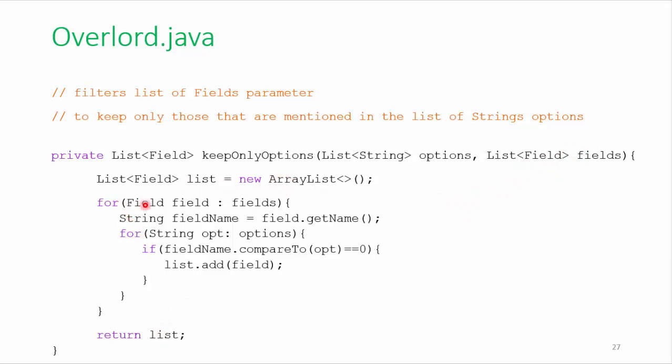So it's filtering, right? We iterate on all the fields from that parameter list, and we say, okay, I need to get the field name first. There is a getName method in the Field class that returns a string that gives you the name of the field. And once I have the name of my current field, I go through all the strings in the option list and compare to the name that I just got. If the name matches, the field is mentioned in the list of options, and I add it to my new list, which I return at the end. And that's it. It's a basic filtering: we have a list, we pick the elements that match a certain criterion, put them in a new list, and return that new list.